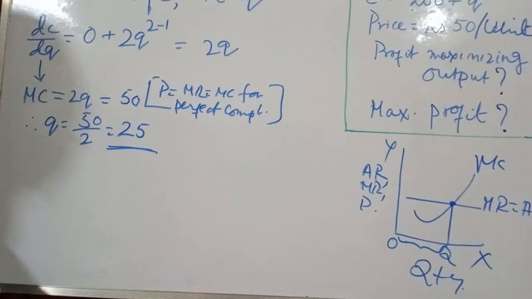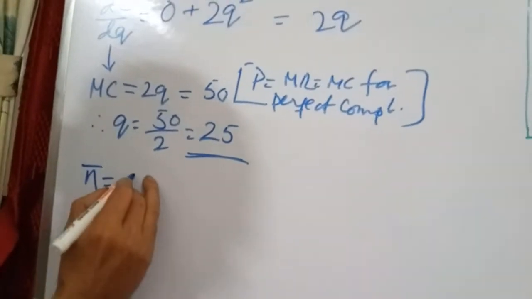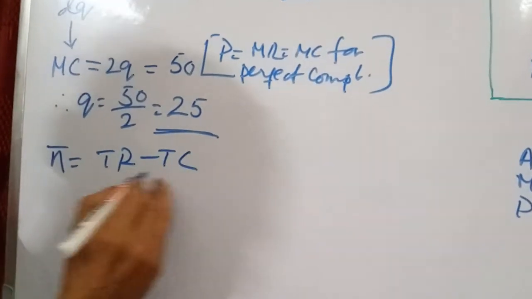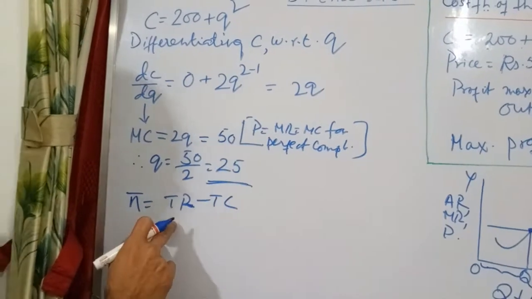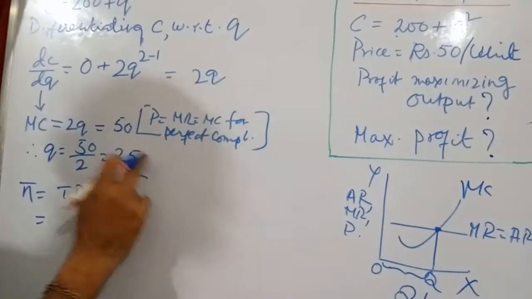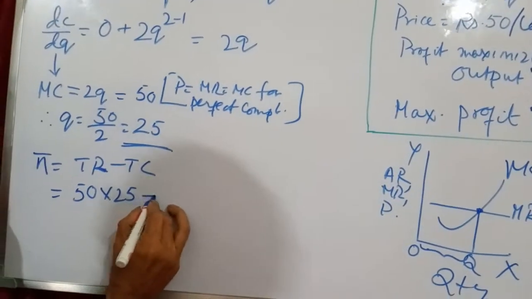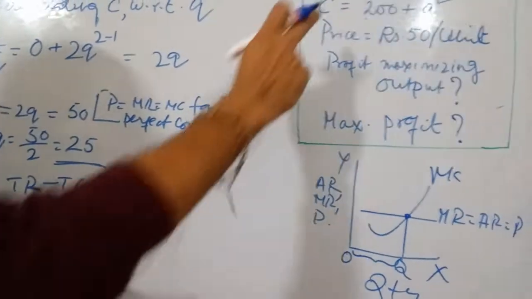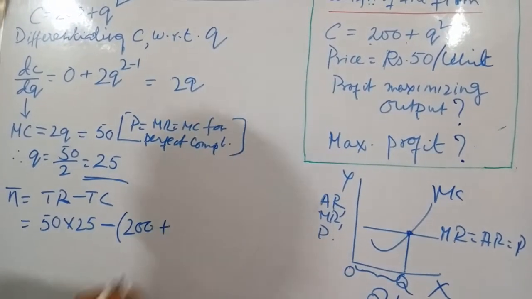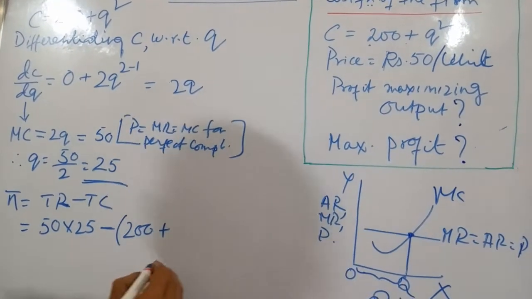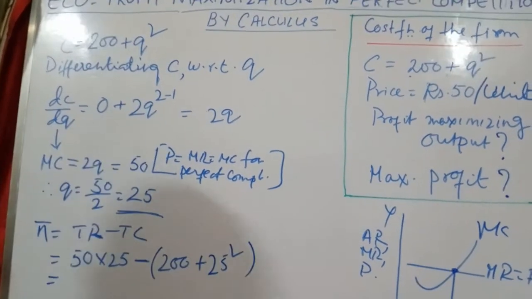Now the next question is, what is the maximum profit? Maximum profit pi is equal to TR minus TC, that is total revenue minus total cost. This is equal to what? TR is equal to price into quantity, that is 50 into 25. So TR becomes 50 into 25 minus TC, total cost. What is the cost? 200 plus Q square. So minus 200 plus, what is Q? Q is 25. 25 square. Correct? So this becomes how much?